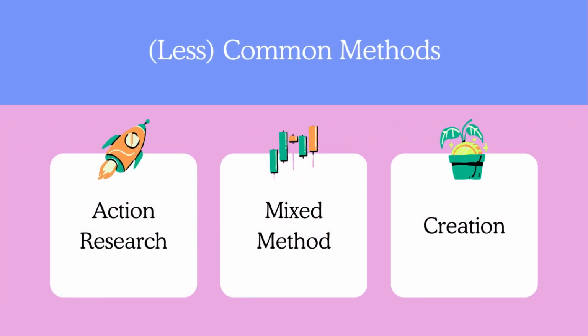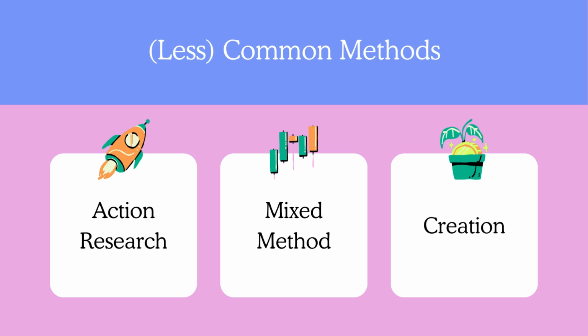Now let's talk about our three less common methods. Number seven, action research. Action research is research done through actions. It might be testing a new approach or implementing a new practice to research the impact. It's often something done by education researchers. This method also often seeks out both types of data. Number eight, mixed method. Mixed method is what it sounds like. It means combining multiple methods to get the data you need. Oftentimes, research falls into this category, especially if both quantitative and qualitative data is needed.